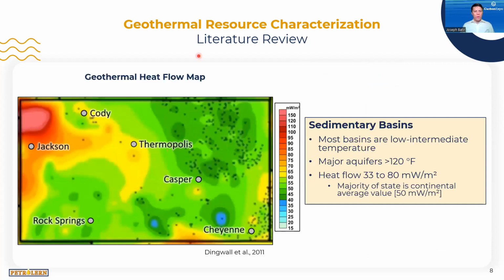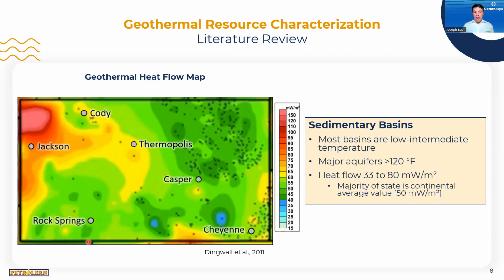Continuing with that literature review, the most recent work that was done in terms of new data analysis was by Ryan Dingwall and others in 2011. This is a heat flow map that Dingwall et al. made looking at the state of Wyoming. He actually went down further into Colorado and I think over into Montana. But looking at it, there's a few things to point out.